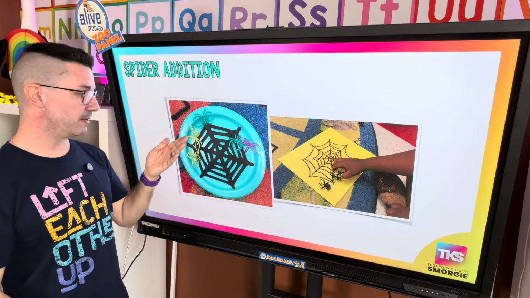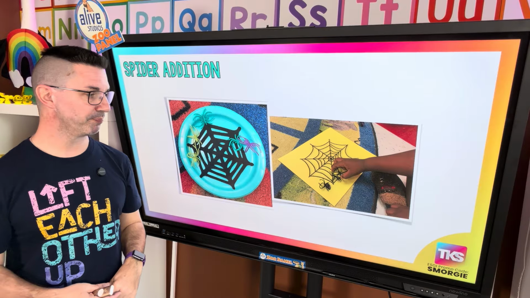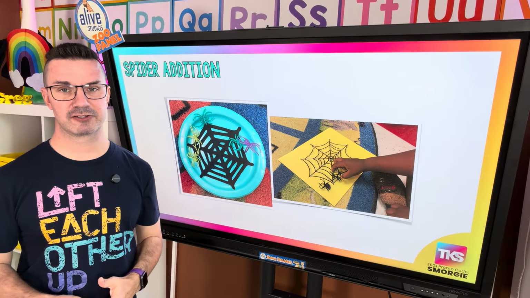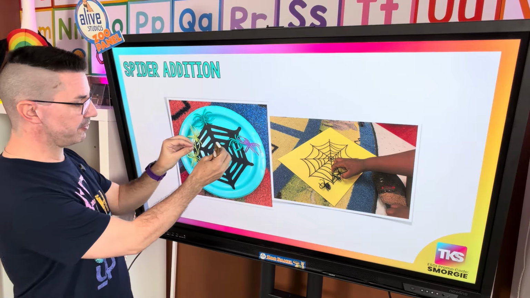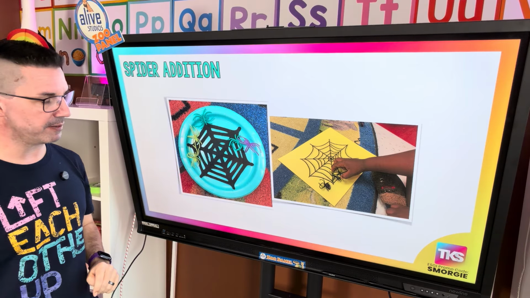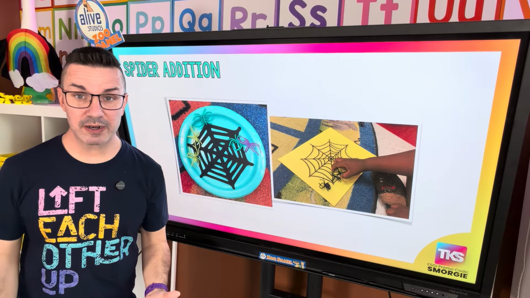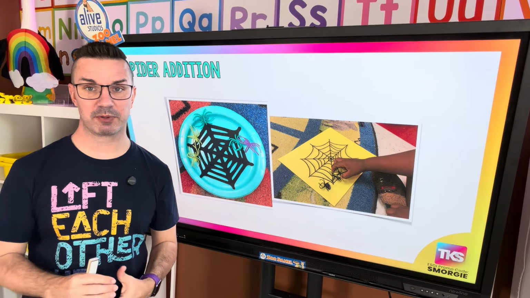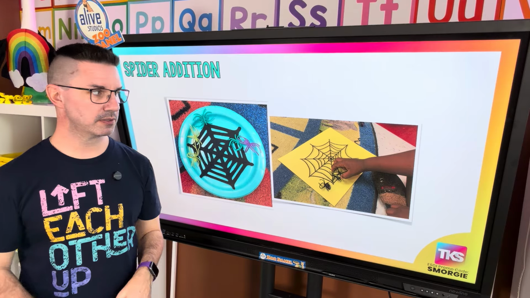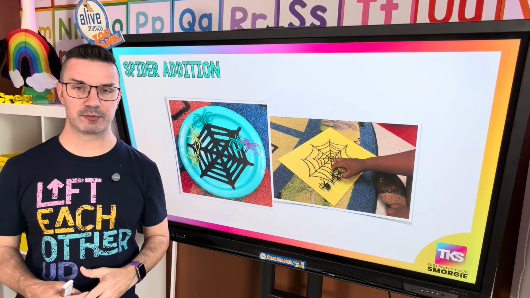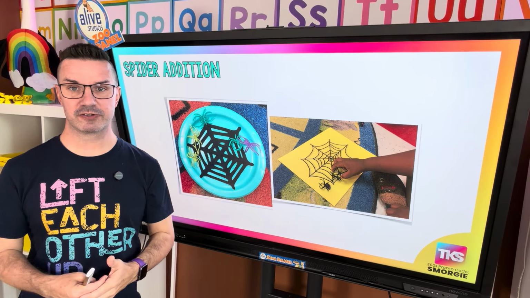And I literally say, put 3 spiders on your spider web, put 2 spiders on your spider web, and then put together and add, right? So when we put together, they move them to the middle of their spider web. Or we can start to add in some story problems, right? There are 3 spiders on the web. 2 more spiders got in the web. How many spiders are in your web?